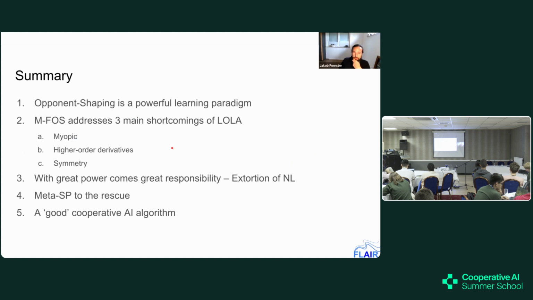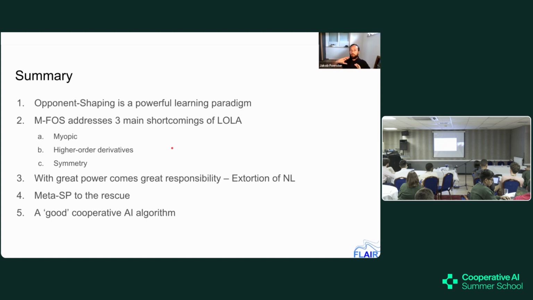So to summarize my talk, what I've tried to get across today is that opponent shaping is a powerful learning paradigm. In particular, MFOS addresses some of the shortcomings of LOLA, like being myopic, like requiring high order derivatives, and like breaking symmetry, because we can do meta self-play. But with great power comes great responsibility. In particular, we could learn to extort naive learners and other players, which leads to socially undesirable outcomes. But meta self-play comes to the rescue.